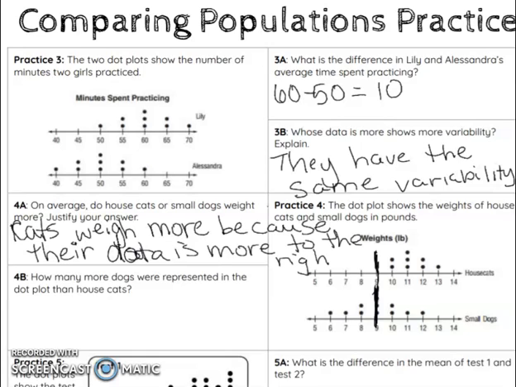Okay, for B, how many more dogs are represented in the dot plot than the house cats? So I'm looking at the number of dots. There are 9 dots total here for house cats, and then there's 11 for small dogs. So 11 minus 9 would be 2.